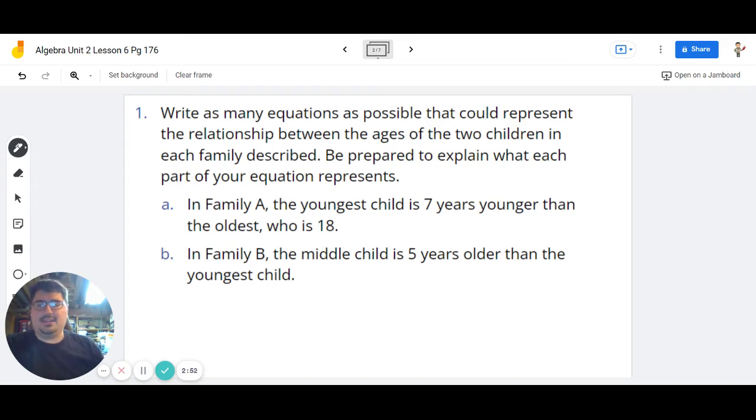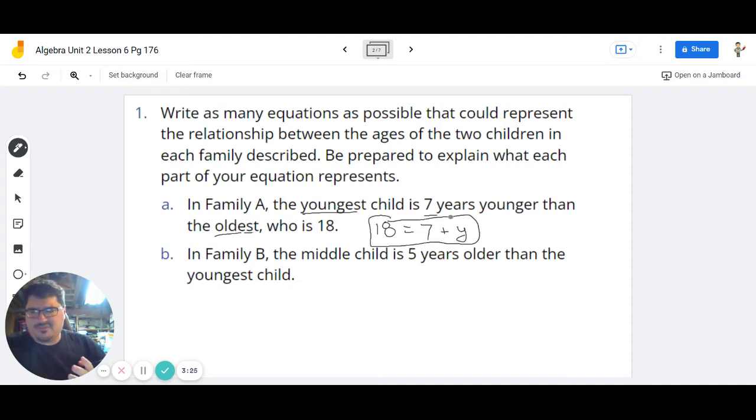For 1A, in family A, the youngest child is 7 years younger. Okay, so the youngest is 7 years younger than the oldest, who's 18. So if we think about it, the 18-year-old is 7 years older than or more than the youngest child. Why? Okay, so we wrote an equation right here.